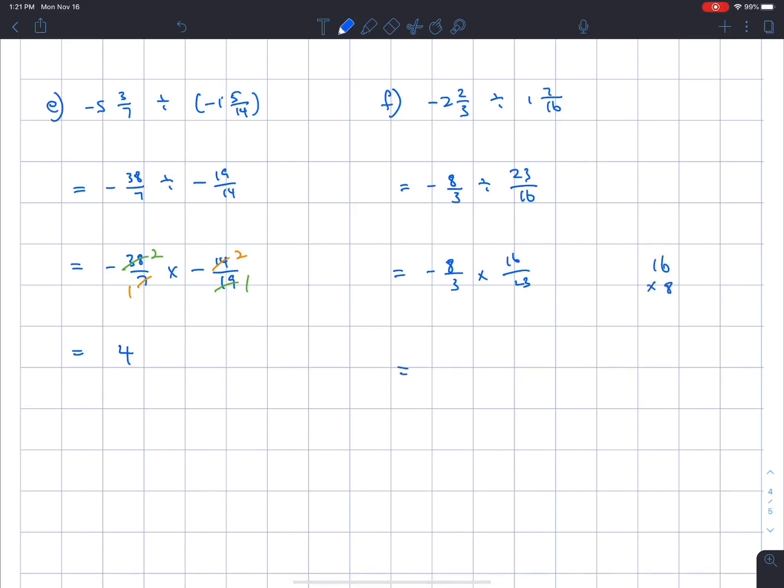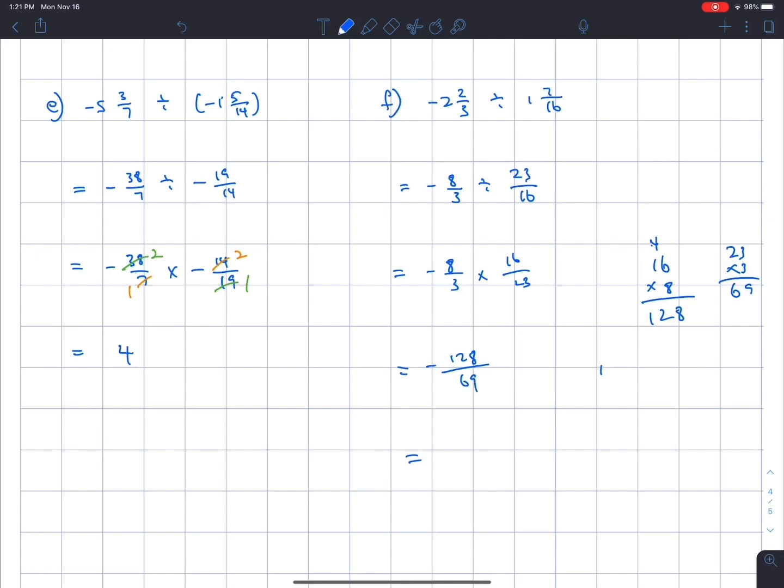The numerator is 16 times 8. 6 times 8 is 48. And then 1 times 8 is 8. Plus 4 is 12. So I get negative 128 over. Denominator is 23 times 3. 3 times 3 is 9. 3 times 2 is 6. So we get 69.